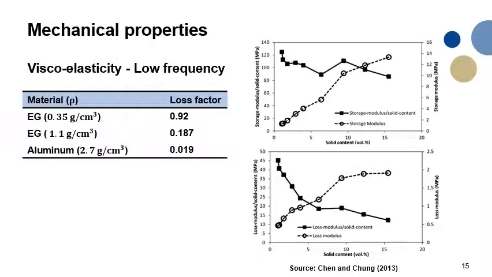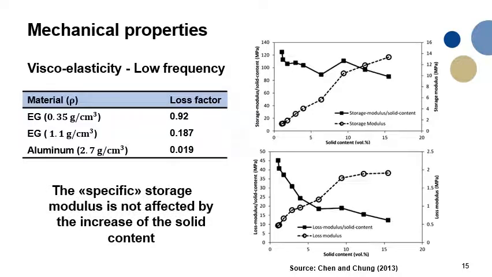About the viscoelasticity, it's important to divide the low frequency load and the high frequency load. About low frequency, the loss factor has been observed to decrease with the increase of density. The storage modulus and the loss modulus both increase with the solid content, but what is important is that if we normalize the storage modulus, it seems to be not affected by the increase of solid content. So increasing the solid content only affects the viscous component of the material.